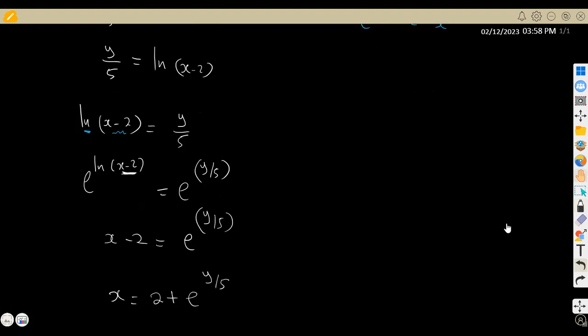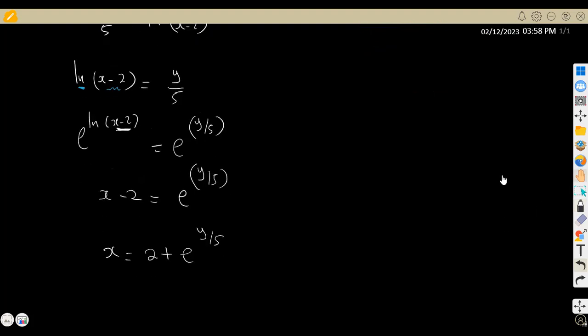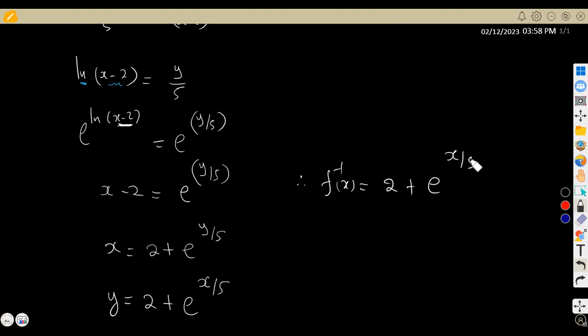And by that, we can say in place of x, we are going to substitute with y. In place of y, we are going to substitute with x. And this becomes the inverse. So it's going to be 2 plus e to the exponent. In place of y, it's going to be x over 5. So that's our inverse. So therefore, our inverse with respect to x in this case is 2 plus e to the exponent of x over 5.